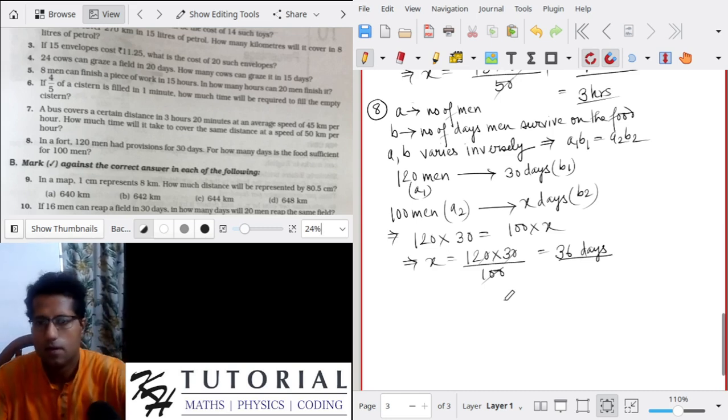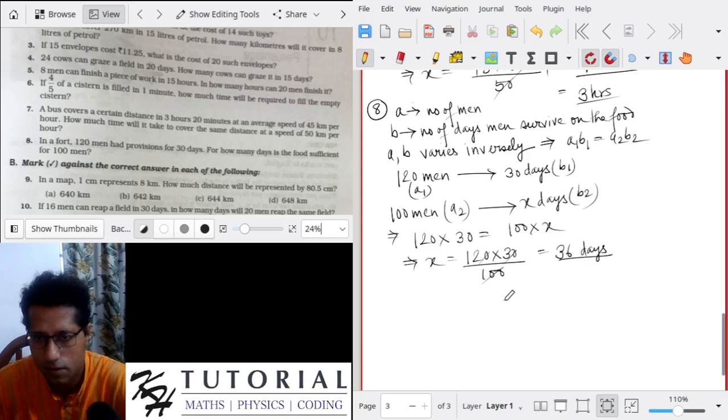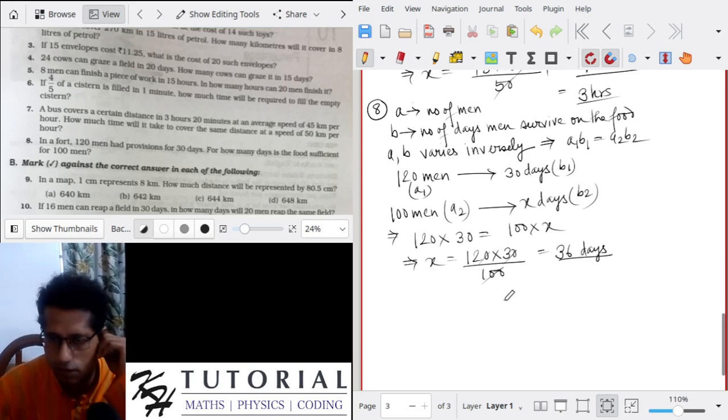So definitely less number of men. So earlier 120 men was surviving for 30 days. So definitely 100 men will survive for more number of days, that is 36 days. Okay.